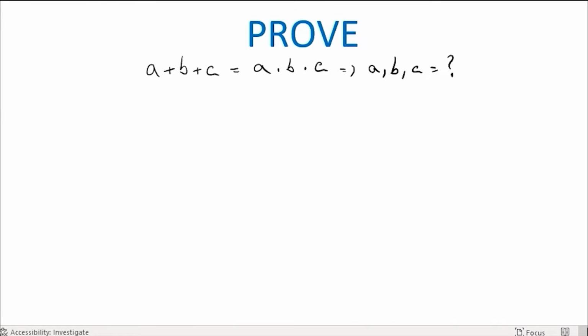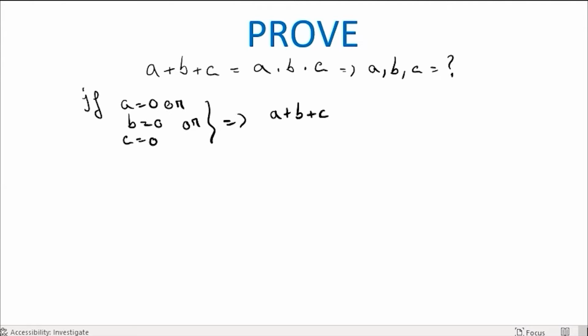It is obvious that if A equals 0 or B equals 0 or C equals 0, it results that A plus B plus C equals 0, and also A multiplied with B multiplied with C equals 0. So in both cases the relationships are true.